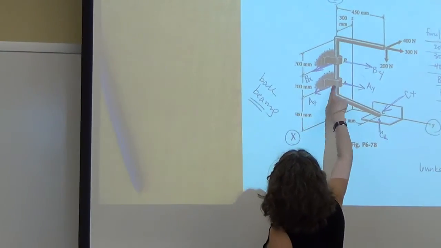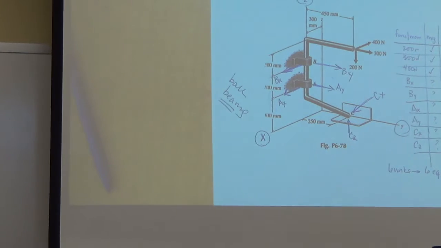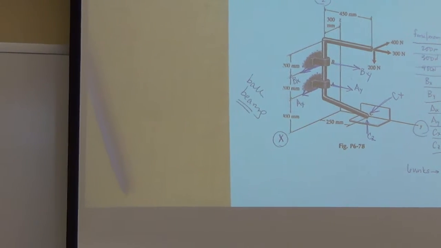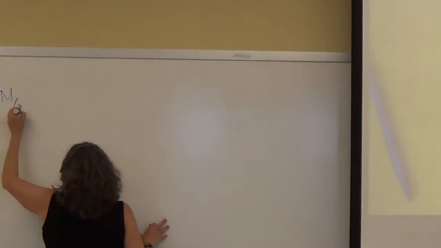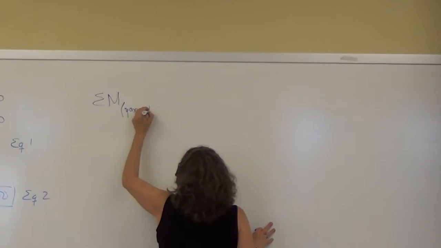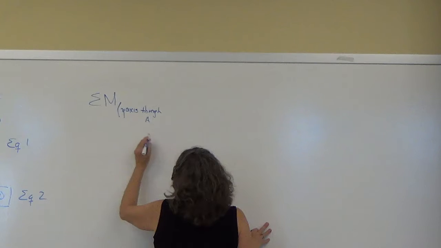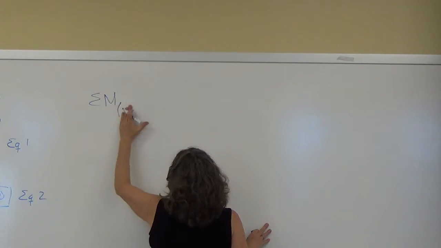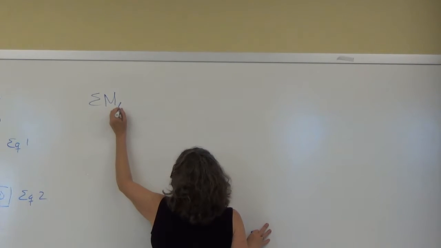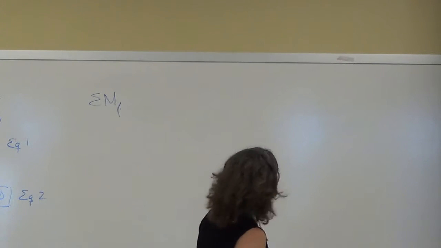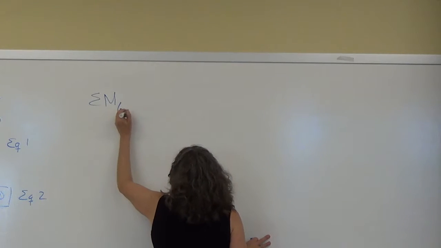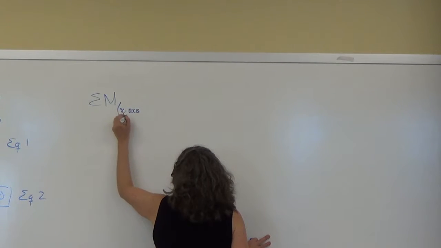Okay, so let's do this one. Can we say sum of the moments about the y-axis through A? Should we? I don't think I can call it Ay. Are we doing it about the x or the y axis? I think x-axis through A.